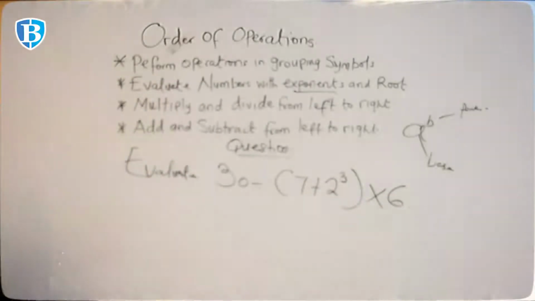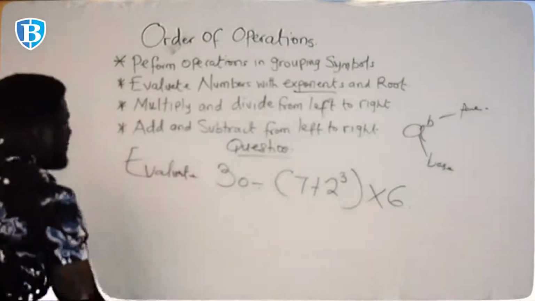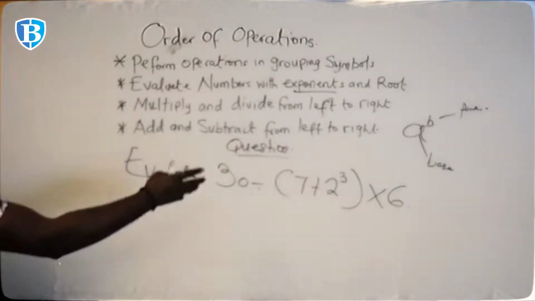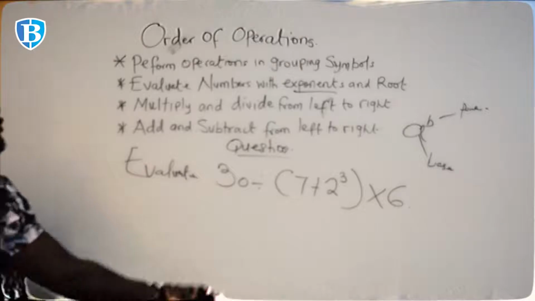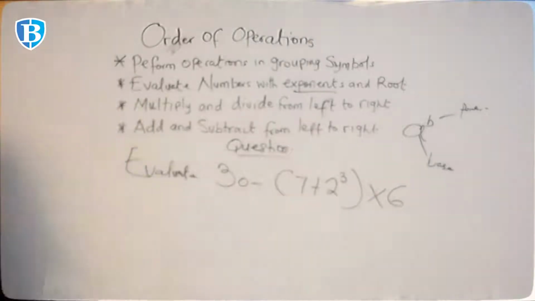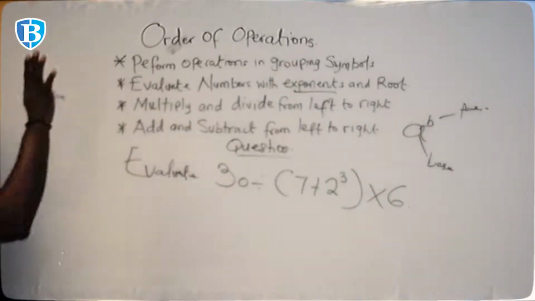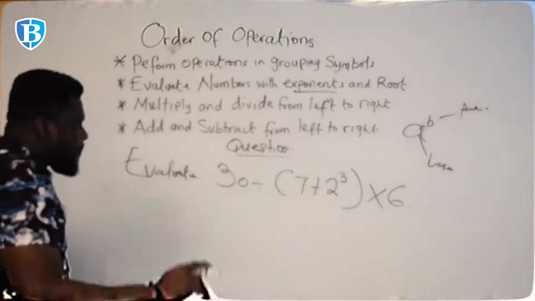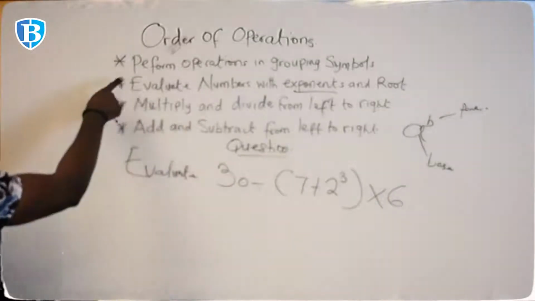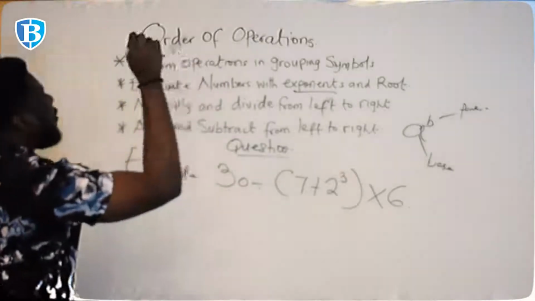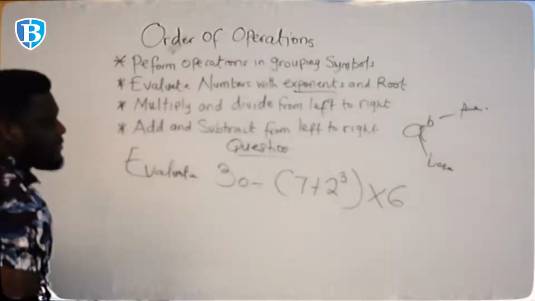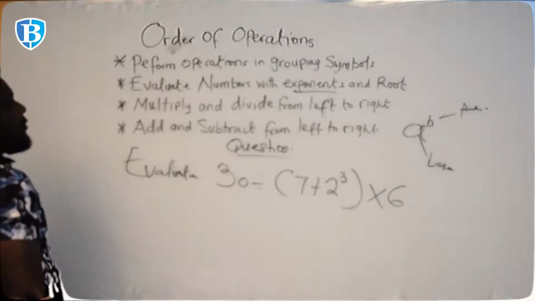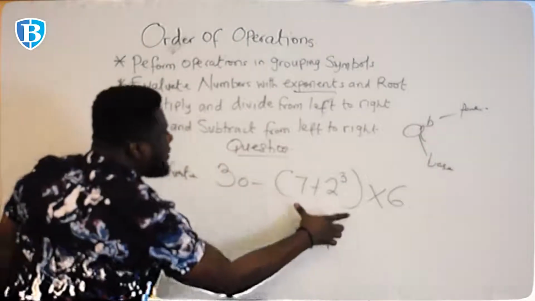Evaluate 30 divided by parentheses 7 plus 2 to the power of 3, close bracket, times 6. Look at this question. It has basically everything we need to understand in solving order of operations. Now let's go real quick. Remember what we said. The first thing is to perform operations in grouping symbols. So everything inside the parentheses must be done first.